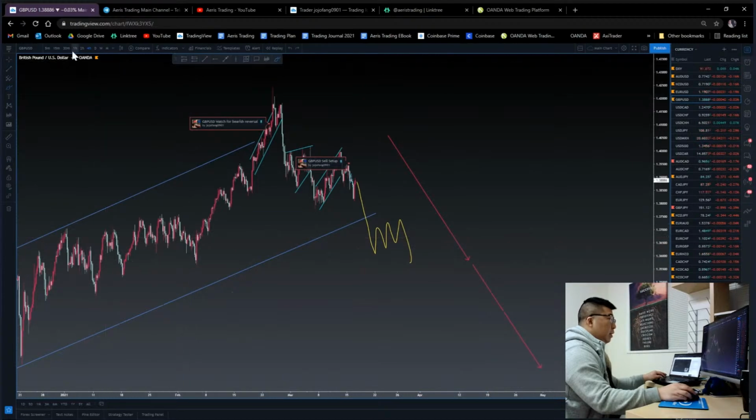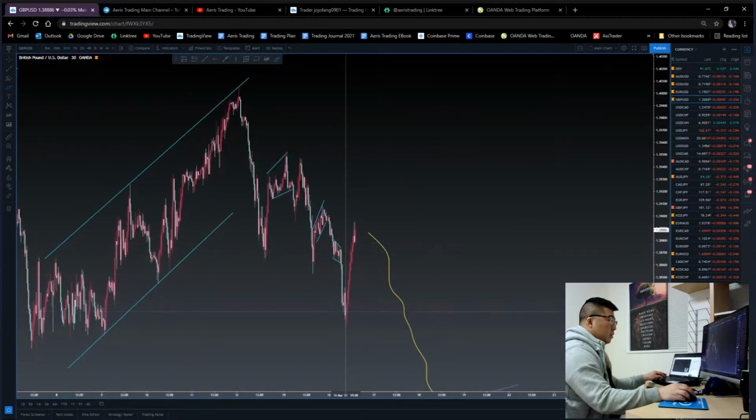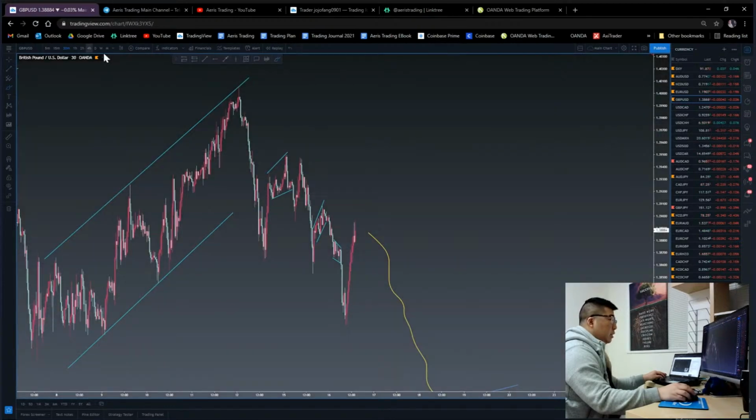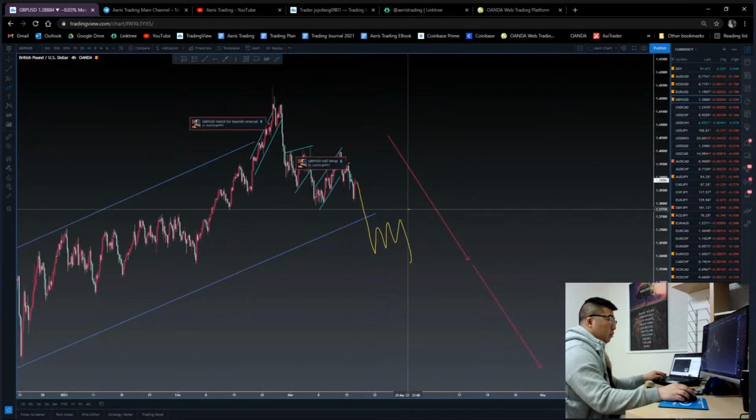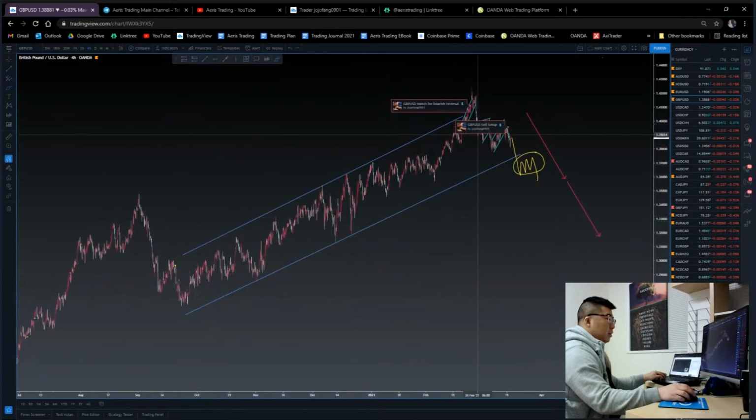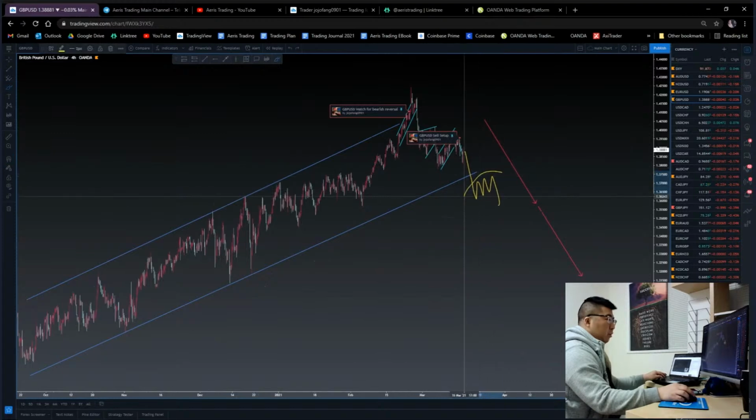Okay, so bear in mind here, this pullback doesn't really faze me. We've seen these pullbacks before. We'll see if it continues going down and down and down, and that's how I will look forward to these kinds of setups. But ultimately, the confirmation to me is if we break out of this higher time frame ascending channel and there's lower time frame continuation here, that is always going to be my trade.